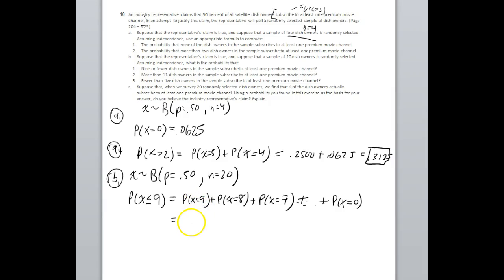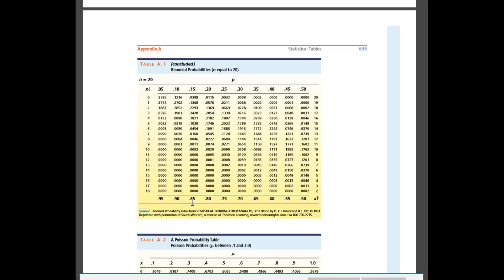I'm just going to give you the answer, and we'll talk about how we got it. It's 0.4119. And the way that we got that is we go to 0.5 probability, and we would just add up x equal 9, which is here. So 0.1608, x equal 8, 0.1201, x equals 7, 0.0739, 0.0370, 0.0148, all the way up.